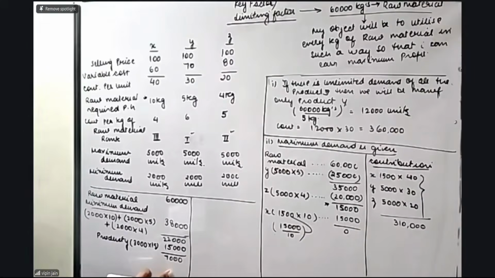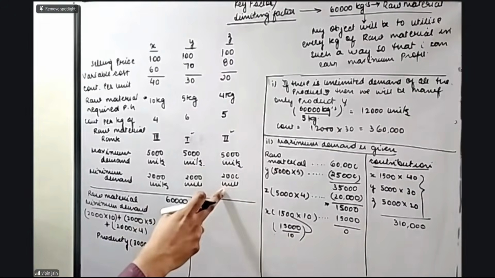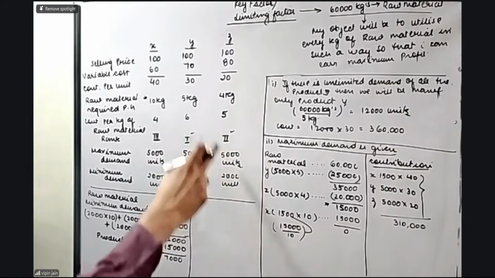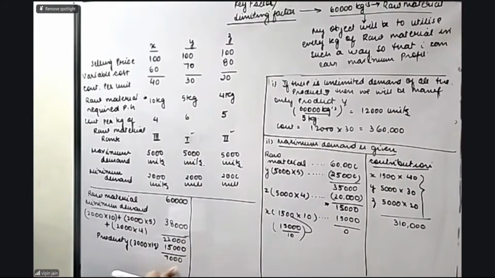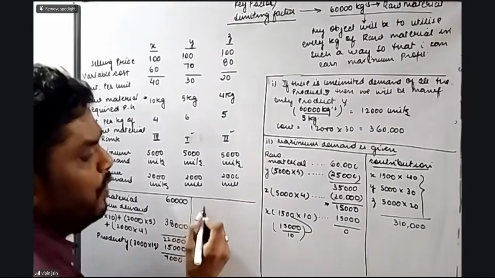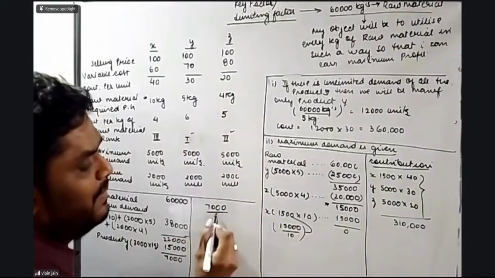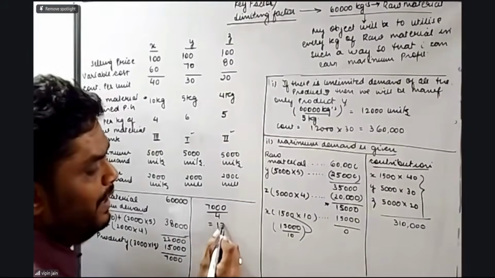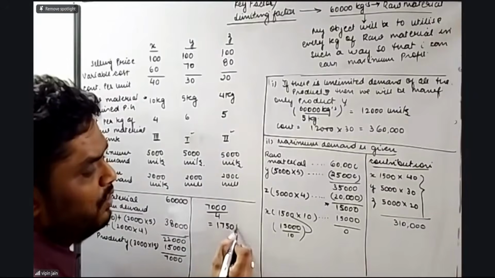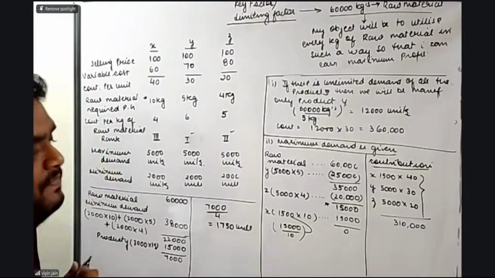No, not 5,000. Out of 5,000, 2,000 is already done. Now balance is 3,000. 3,000 into 4, 12,000 is required. Do we have 12,000 kgs? No, we don't have. We have only 7,000 kgs, and 7,000 divided by 4 is only 1750 units that will be manufactured.